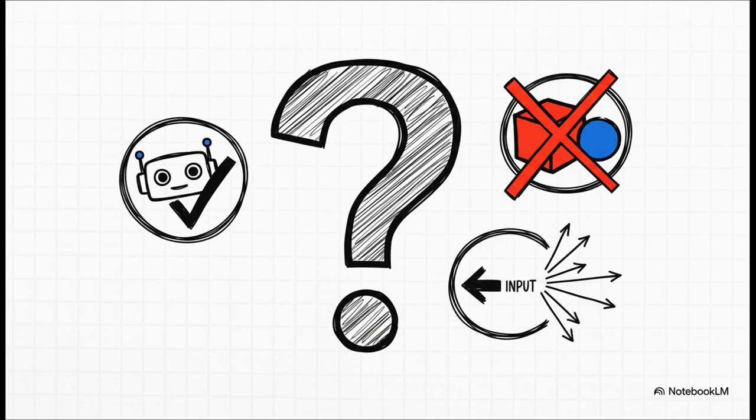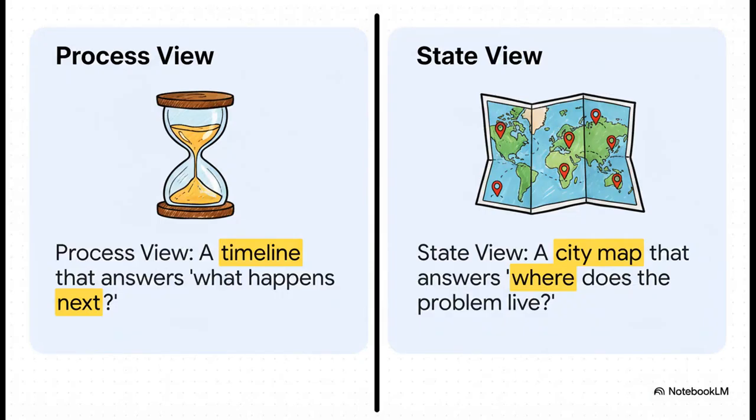For that, we really need a new way of looking at it. And this is the big idea, the key shift in thinking. We need to trade our timeline for a city map. The old process view tells you what happens next. But this new state view, our city map, tells you where the problem actually lives. It's a spatial approach to thinking about the whole system.